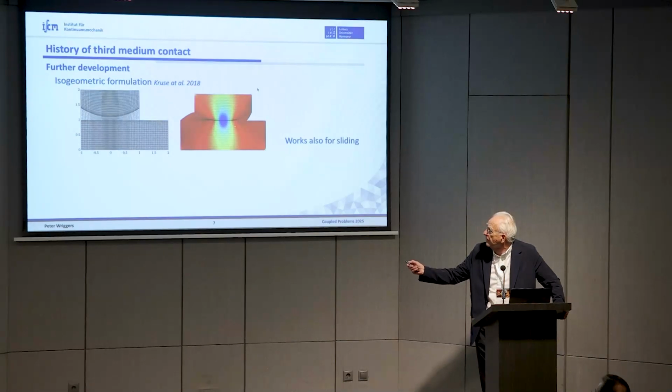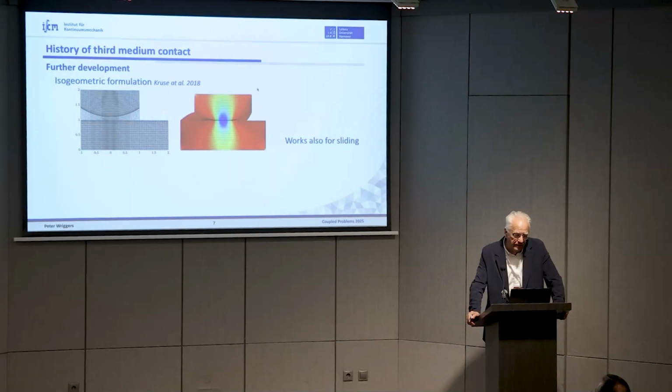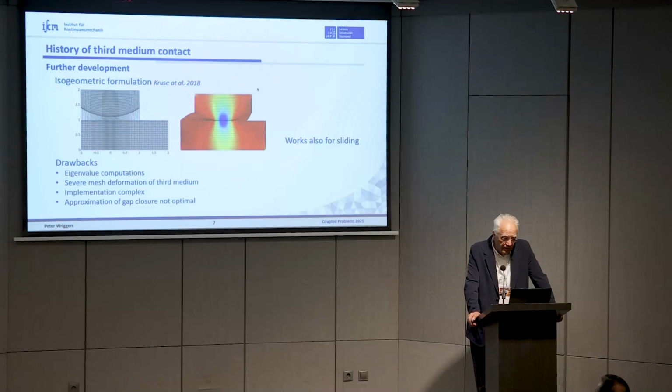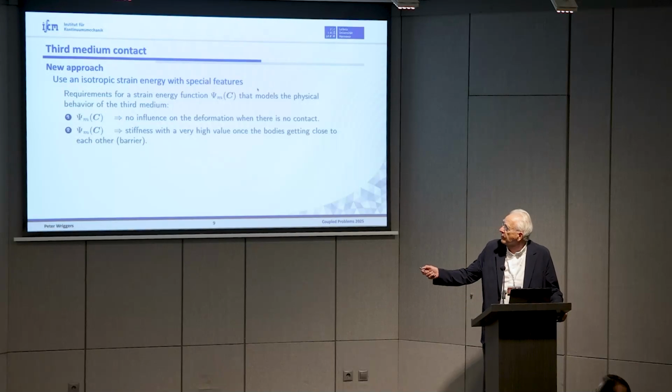So our next stage was to look at an isogeometric formulation, but still we had the same problem here. We had a problem where we did some sliding. You see the mesh deformation is not that big, but anyway, it also had some drawbacks. And then came the idea to use a simpler function. This was something which people in Ole Sigmund's group did. They said, why don't we just take the isotropic strain energy function?